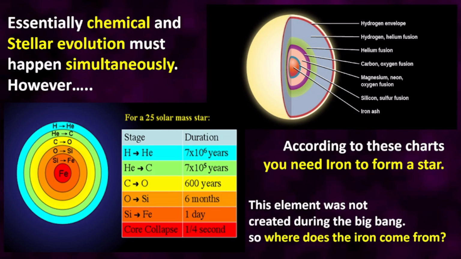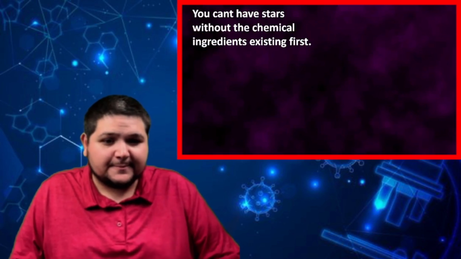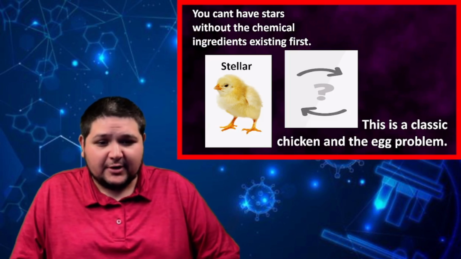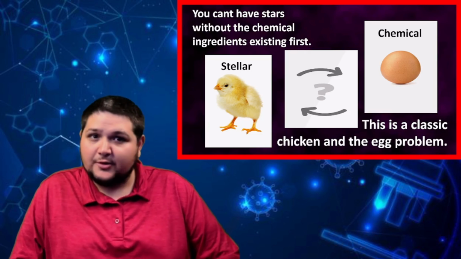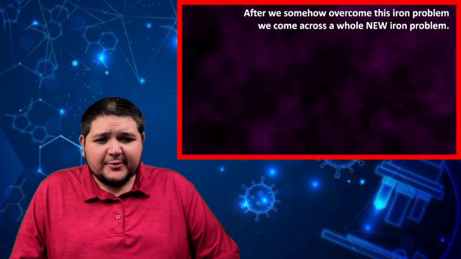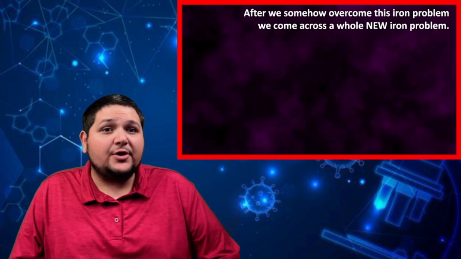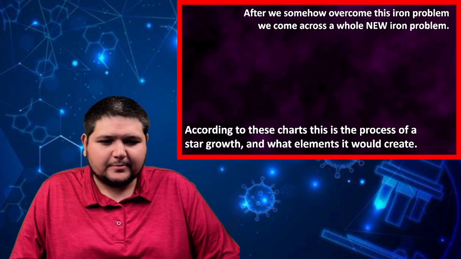You can't have stars without the chemical ingredients existing first. This is a classic chicken and the egg problem. Which came first? The stars or the chemicals? After we somehow overcome this first iron problem, we come across a whole new iron problem.